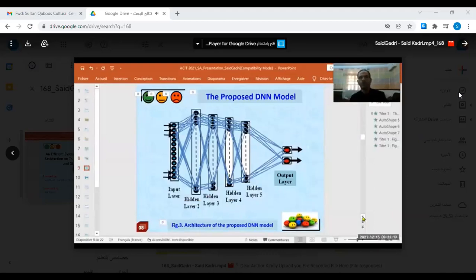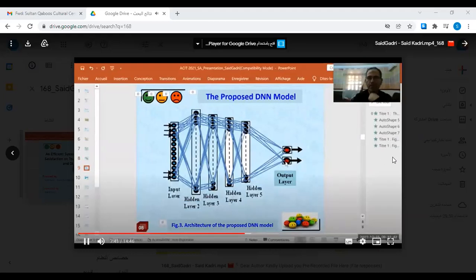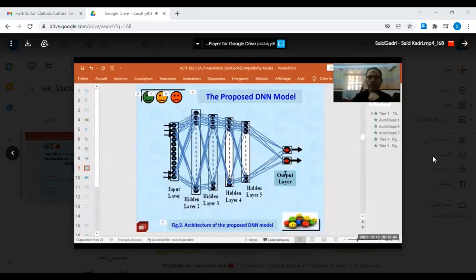For the proposed DNN model, we have proposed a deep neural network composed of many layers. The first layer is the input layer, and we have used 4 hidden layers. For each layer, we have dozens of neurons, and we also use an output layer composed of 2 neurons, because we have 2 classes, the positive class and the negative class, to express the polarity of sentiment analysis.